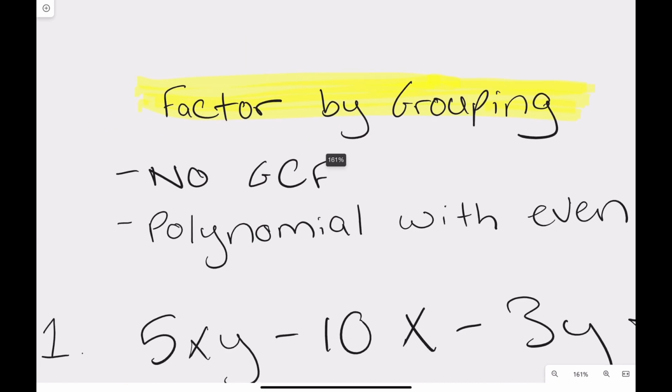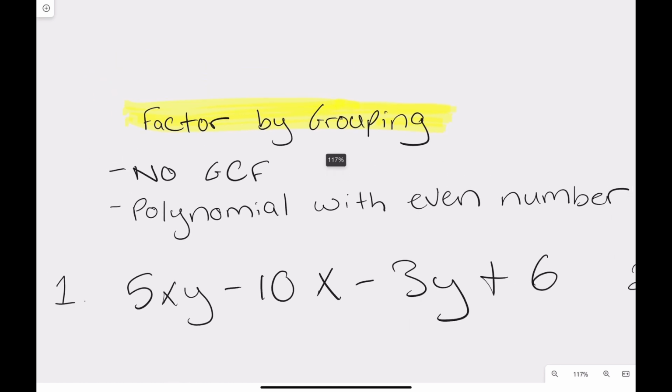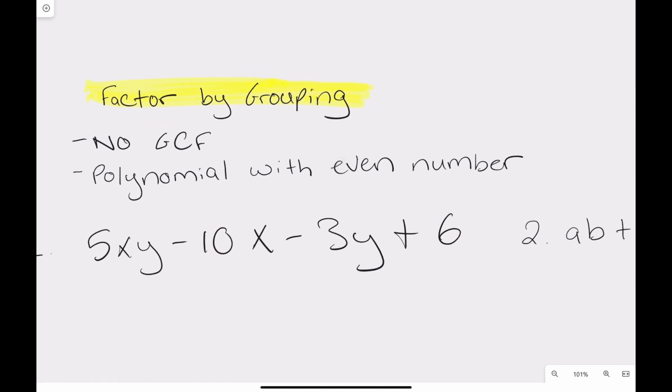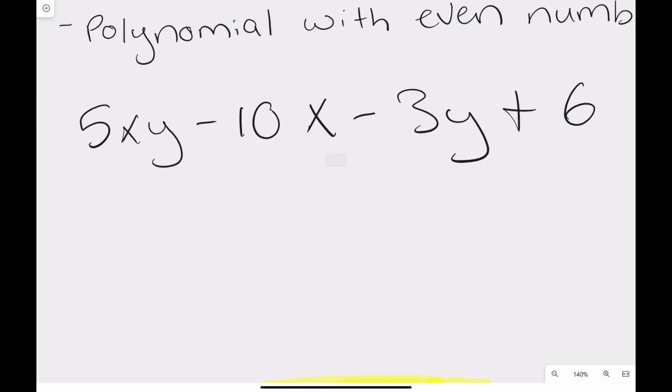The next method we're going to explore is factor by grouping, and this does not involve finding a greatest common factor, but it does involve needing a polynomial with an even number of terms. So that could include a polynomial with 2 terms, 4 terms. It just has to be an even number of terms.